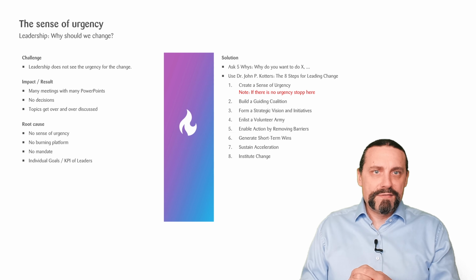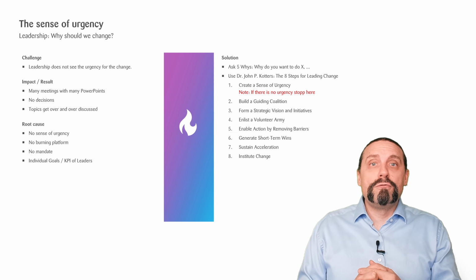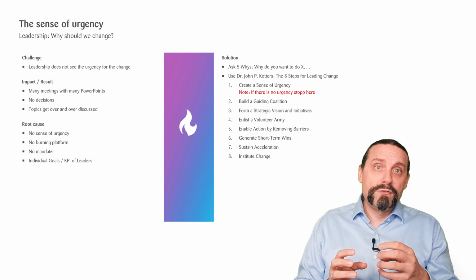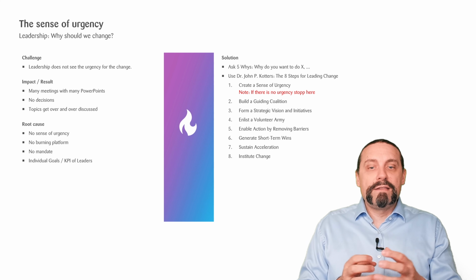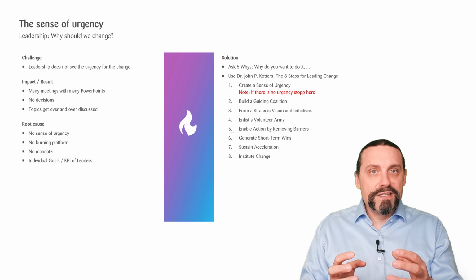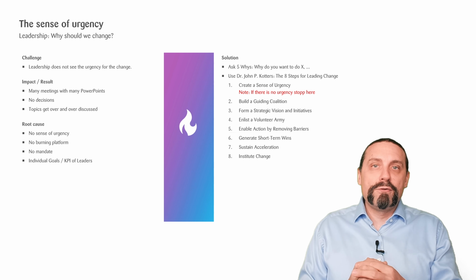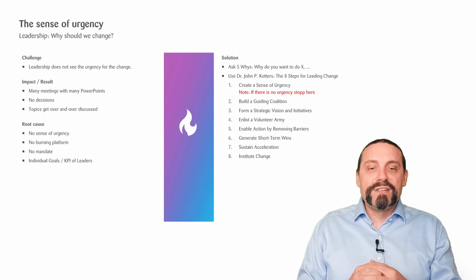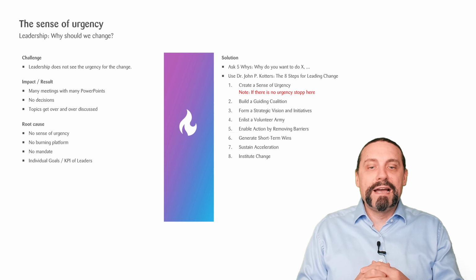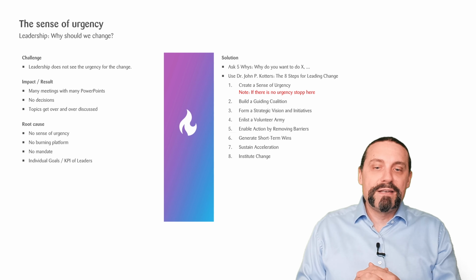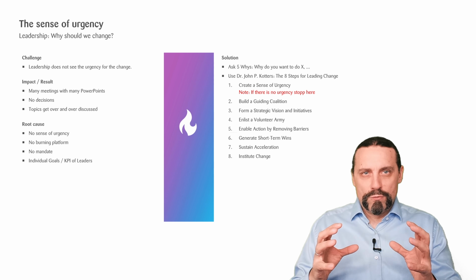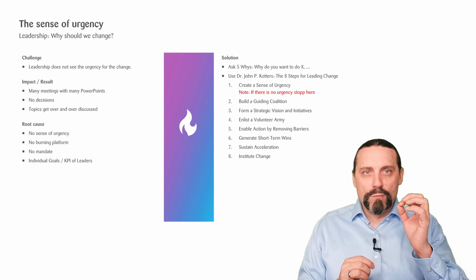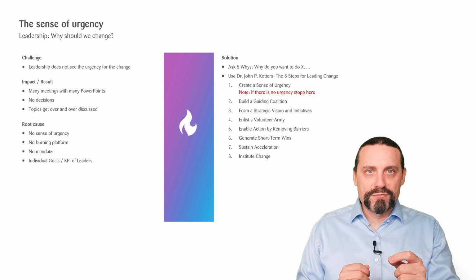But if you have that sense of urgency, I always recommend to follow Kotter, because it's very good when it comes to change. So the second step will be build a guiding coalition. The third step will be form a strategic vision and initiatives. Then the fourth step is enlist a volunteer army. The fifth step is enabling action by removing barriers. Sixth step is generating short-term wins. Seventh step is sustain acceleration, and eighth step, institutionalize change. So always remember to ask, why do you want to do a DevOps transformation?